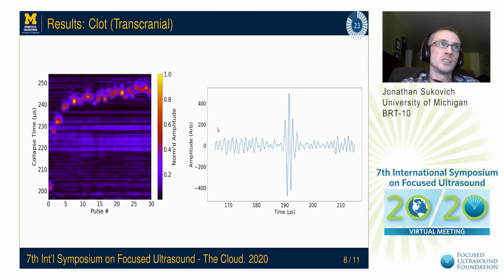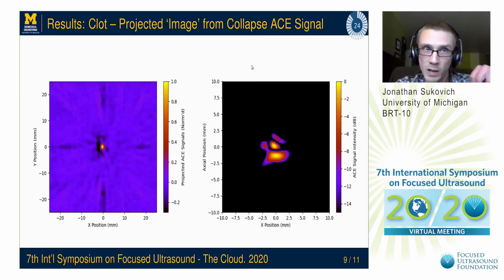So transcranially, like I said, I was able to treat the clot transcranially. On the left here, you see a projected image of the ACE signals from the collapse event from a series of different pulses. And you can see that the collapse time of the bubble in the clot increases following the same asymptotic trends that we saw in the liver and the brain tissue. And through the skull, you can see that the signals are a little bit noisier, but the collapse signal is still big and compact and easily identifiable.